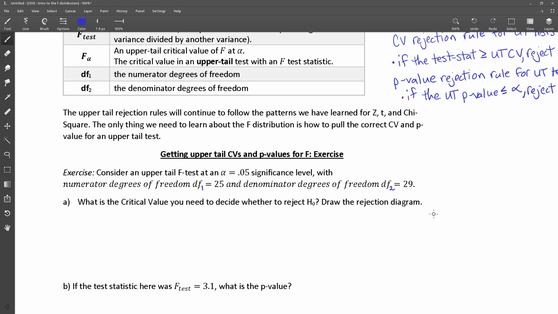Part A says, what is the critical value you need to decide whether to reject H0? Draw the rejection diagram. So for an upper tail test, using an F test statistic, what you need is an upper tail critical value of F. How do we notate that? With F at alpha. So upper tail critical value is F at alpha. That is F at 0.05. Now, we have numerator degrees of freedom 25, denominator degrees of freedom 29. Critical values come off the F table, so let's go look at the F table.